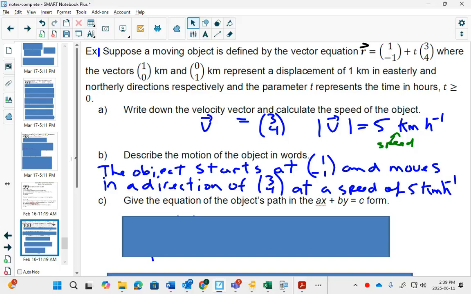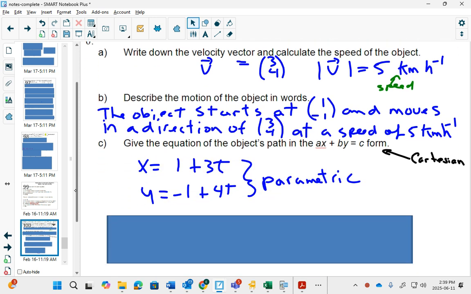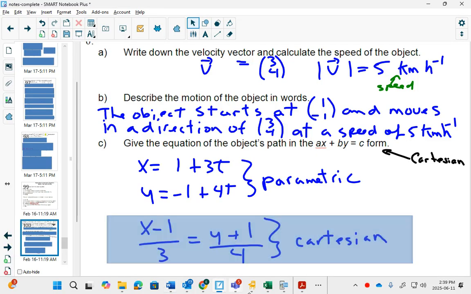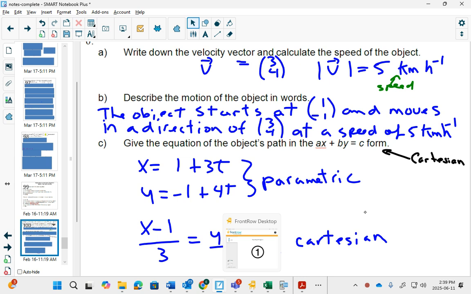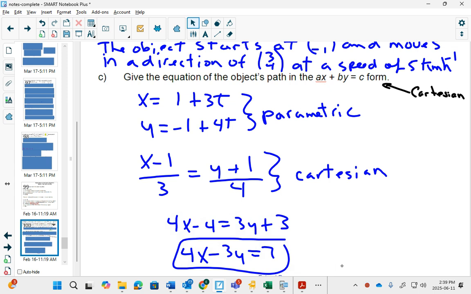How do we take our vector equation and change it to a Cartesian form? Well, we could start with our parametric equations. Solve for t, because in the Cartesian form there's no time, right? It's just an equation. So if we solve for t and equate them, we get the Cartesian form. And now we just have to rearrange until we get it into the form that they like. So I multiply both sides by 4, both sides by 3. Put my numbers on one side, my x and my y on the other side.